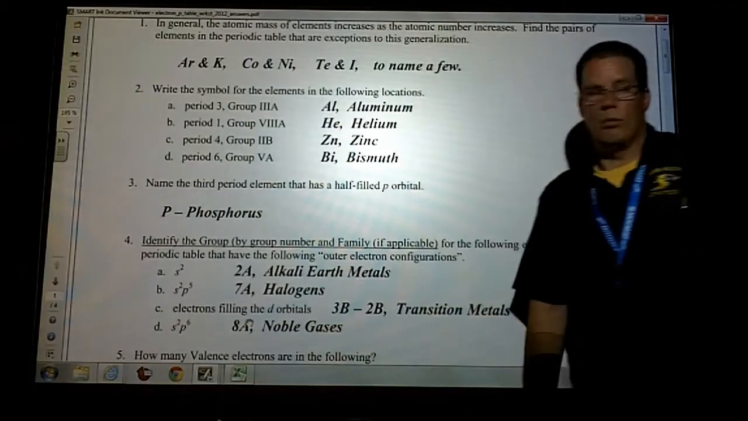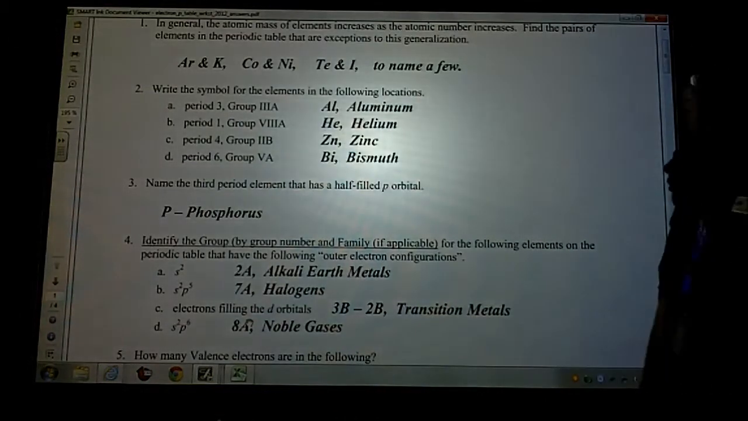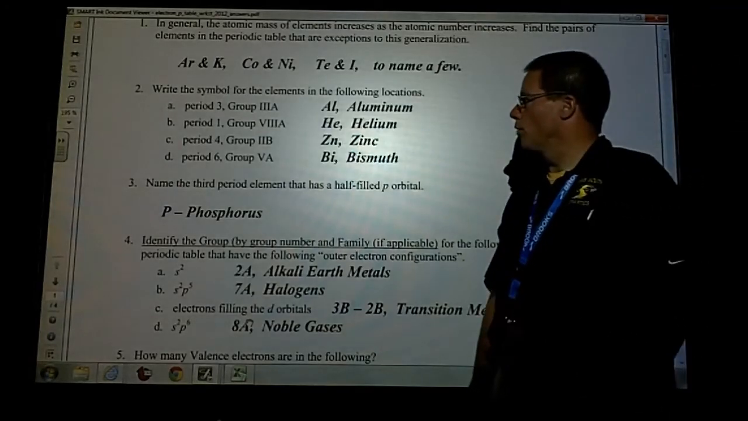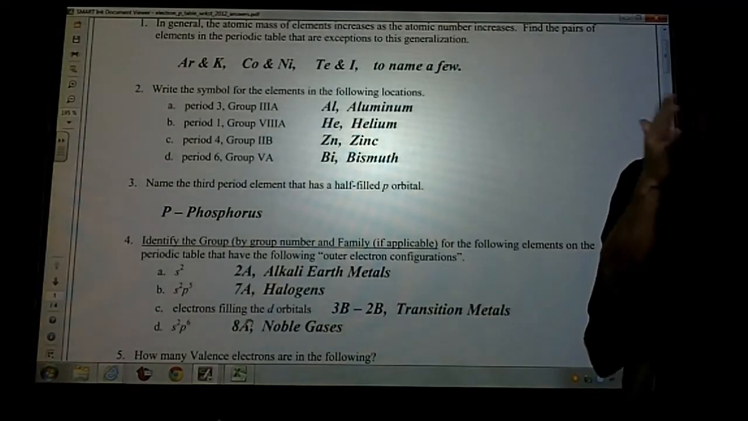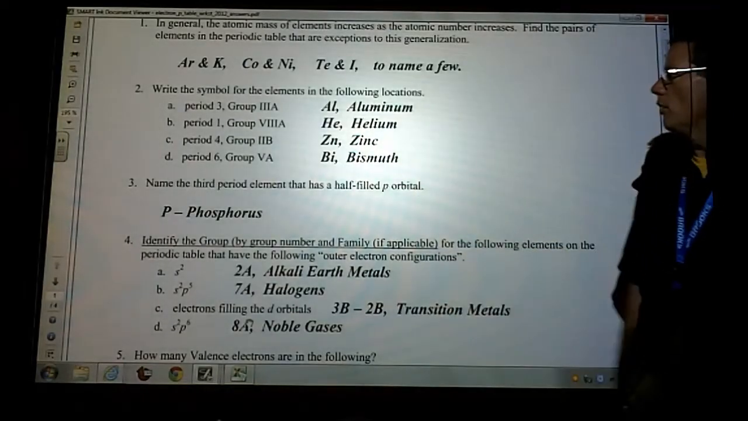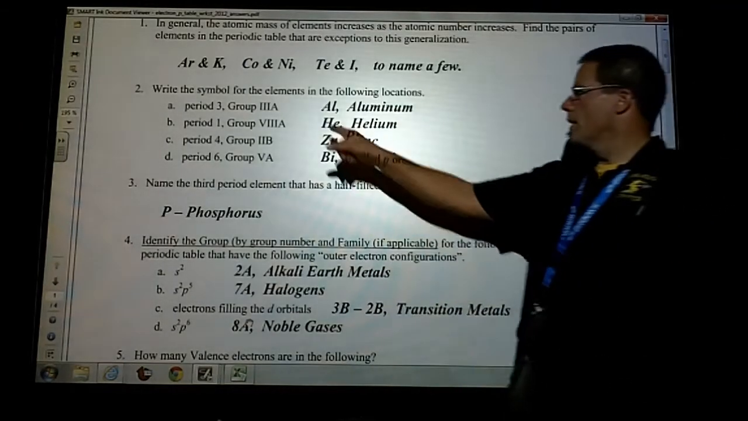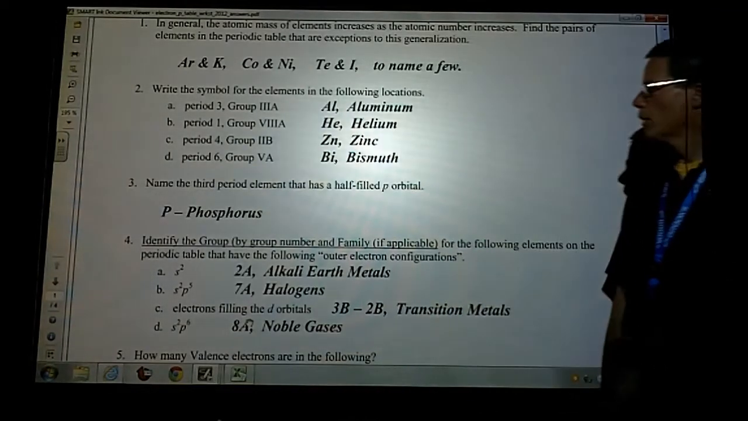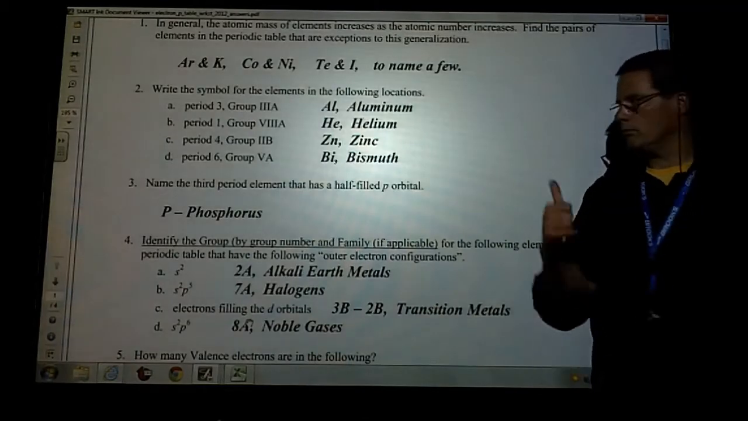So if I were to ask you to identify something in a particular group or to name the group, make sure you know those 4. Everything else, whatever's on top of the column, like 3A, 4A, 5A, or even some B's. So, did anybody have any issues with this? Okay, good. So easy points, right?